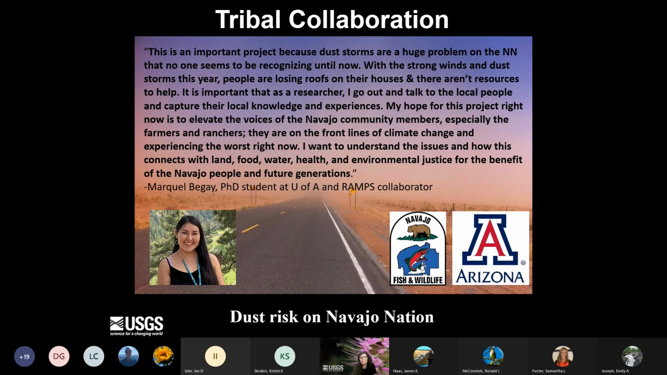So this project is just beginning. Markel is out there right now actually with these maps, visiting the various chapter houses and chatting with her community members.